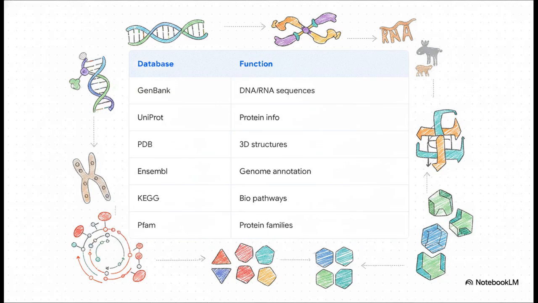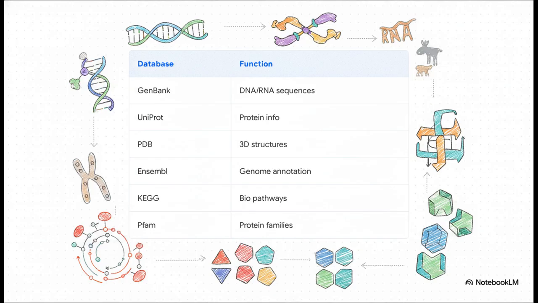It is time to enter the VIP section of our biological library and check out the absolute heavy hitters. Let's just quickly walk through them. First up, we've got GenBank, which is maintained by the NCBI and handles our DNA and RNA sequences. Then you have UniProt. That's your go-to for highly curated, comprehensive protein information. Next is the PDB, or Protein Data Bank.